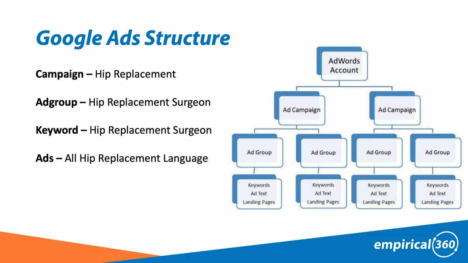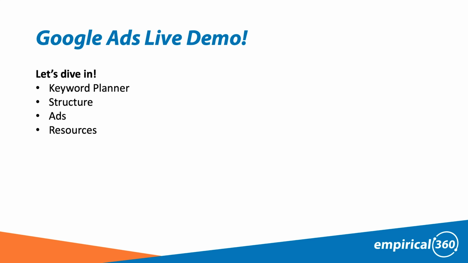And then after the keywords are the ads, and Google recommends 2 expanded text ads and 1 responsive ad at the time of this video. They update that every couple months where they'll make a recommendation on what you should have in your account.